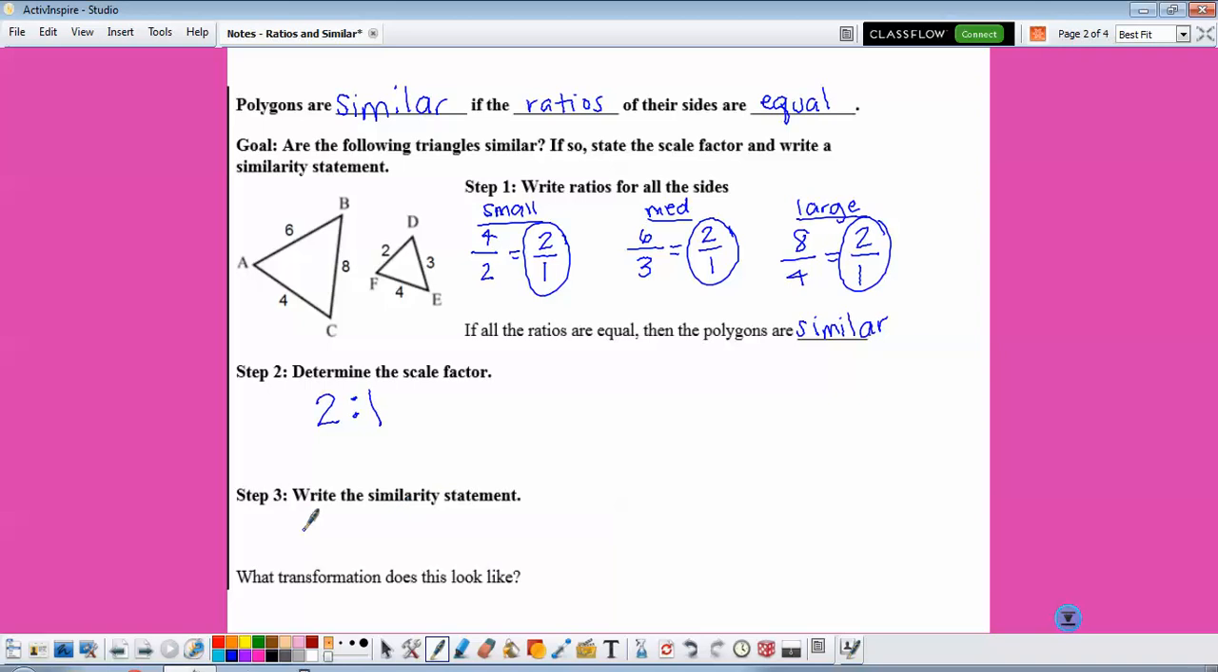Now we're going to write a similarity statement. Triangle ABC is similar to triangle... Now here's the thing we have to be careful of. We need to be very careful of the order of the letters. Just because A is in this left corner and so is F does not mean that they go together in the similarity statement. A to B, which is our first 2 letters, was our medium side. So we need to match it up with our medium side in the small triangle. So DE, and then from B we went to C, which was the long side, which is E to F. So it's triangle DEF. Now what transformation does this remind you of? That's right, it's a dilation.